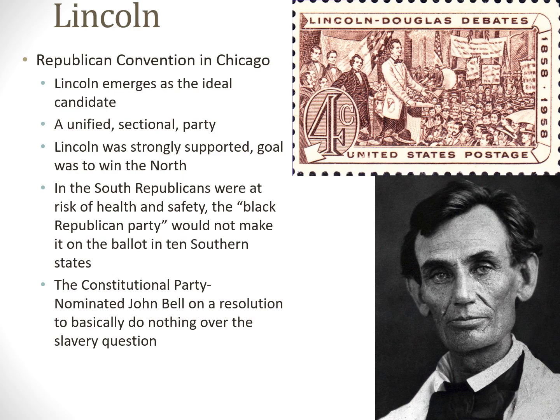So that kind of sets up where the election was at, with Lincoln a sectional candidate, the Democrats divided, and a kind of middle constitutional party that becomes an option for many in the upper South, places like Virginia, for example.